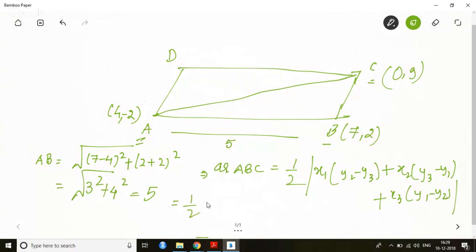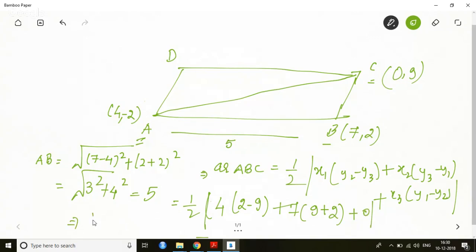So 1 by 2, x1 I am assuming to be 4. y2 would be 2 and y3 would be 9. So this becomes 4 into (2 minus 9). x2 I am assuming to be 7, y3 would be 9, y1 would be minus 2, so plus 2 here, minus minus plus. And x3 I am assuming to be 0, so I don't need to take anything. This is 0, so I'll close it here.